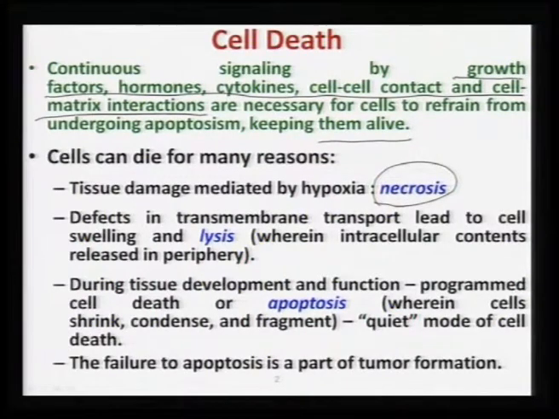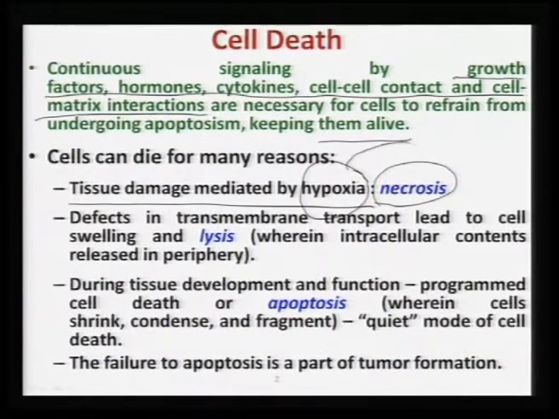Necrosis is essentially tissue damage mediated by hypoxia. What is hypoxia? I have told you earlier, hypoxia is the lack of oxygen supply to particular cells, or that particular tissue has the inability to use the supplied oxygen for its own survival. So, in either of these cases, hypoxia actually leads to the necrosis stage. Now, defects in the transmembrane transport lead to cell swelling and lysis. So, that is also another case of cell death.